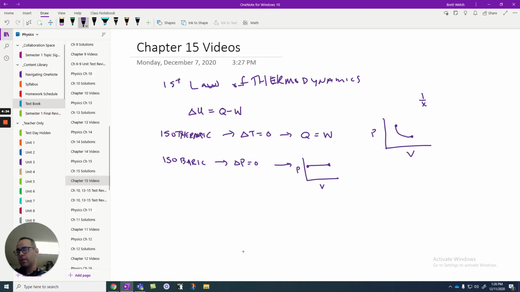And the last one of these graphs that we're going to talk about, isovolumetric, which means delta V equals 0. As a byproduct of delta V being 0, we actually find out that the work would be 0, which means that the change in internal energy would be equal to any heat added to the system.